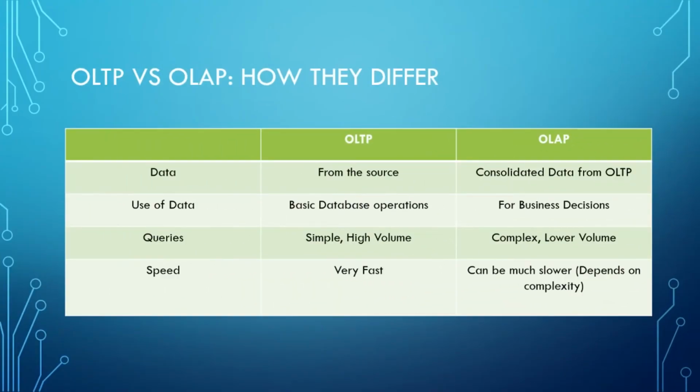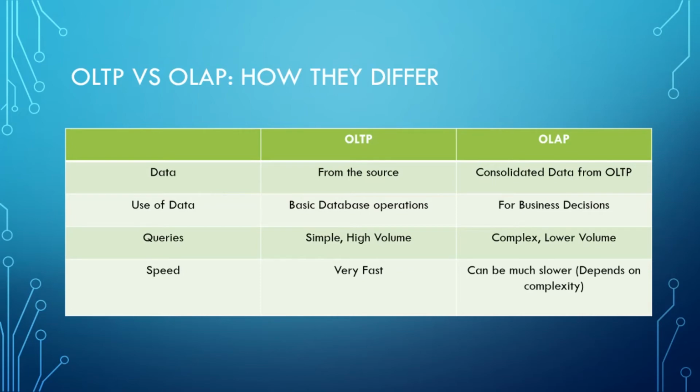Here is how OLTP and OLAP differ. The data that gets inserted into an OLTP database is raw and straight from the source. OLAP then takes all that data from OLTP databases and consolidates it into a new database or multiple new databases.